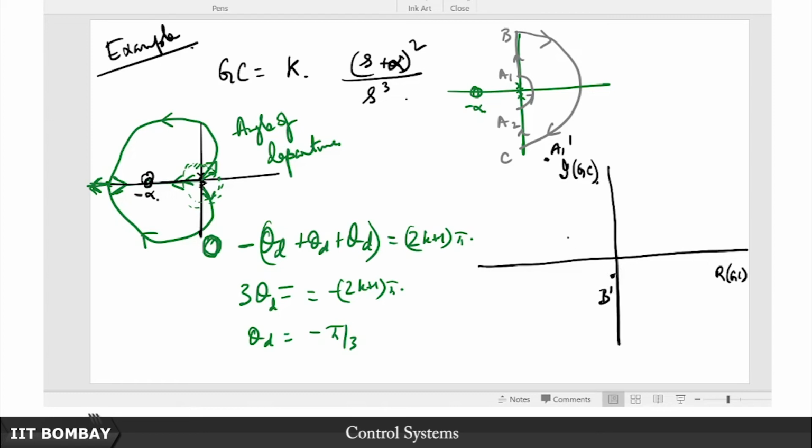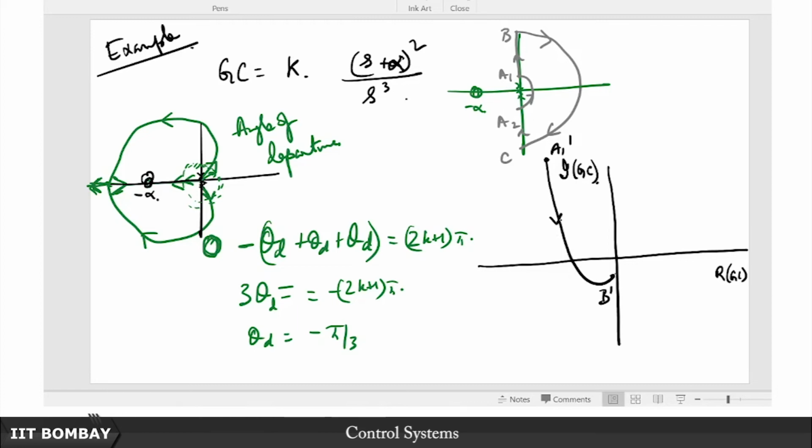This B prime apparently is going to be somewhere over here, along this direction. So therefore clearly at some point there is going to be a crossing of this negative real axis, and this really interests us, and once we are done with this complete sketch, you will see why it interests us.